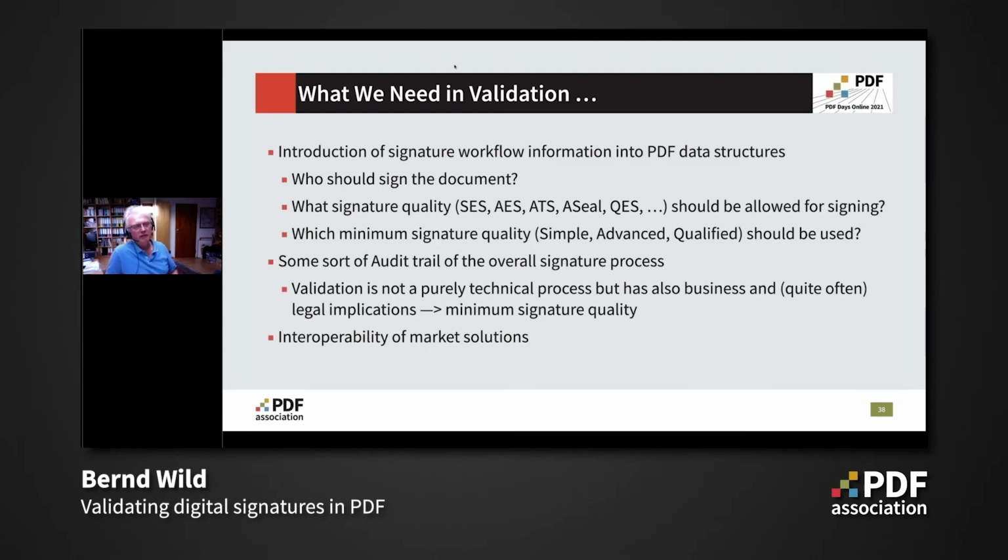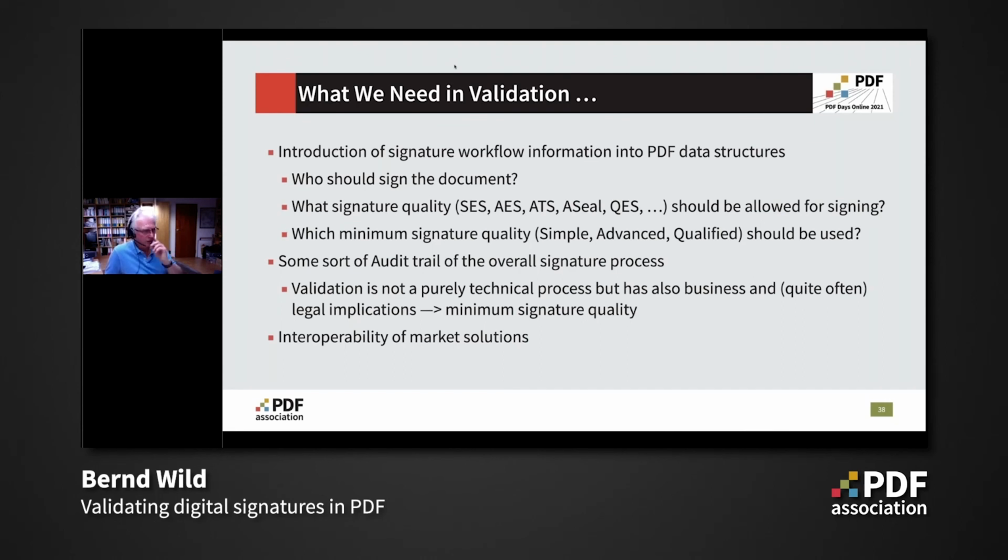At the moment we don't have any information in the document about who should sign it, or what signature quality should be used. Should we use a simple electronic signature, an advanced one, an advanced seal, or a qualified electronic signature? This is not obvious and not documented within PDF. We therefore need a sort of dictionary, a data structure within PDF where we can store this workflow or signature process relevant information. And also, which minimum signature quality should be used? Is it allowed to use advanced, or should this be signed with the qualified one? This is not available at the moment.